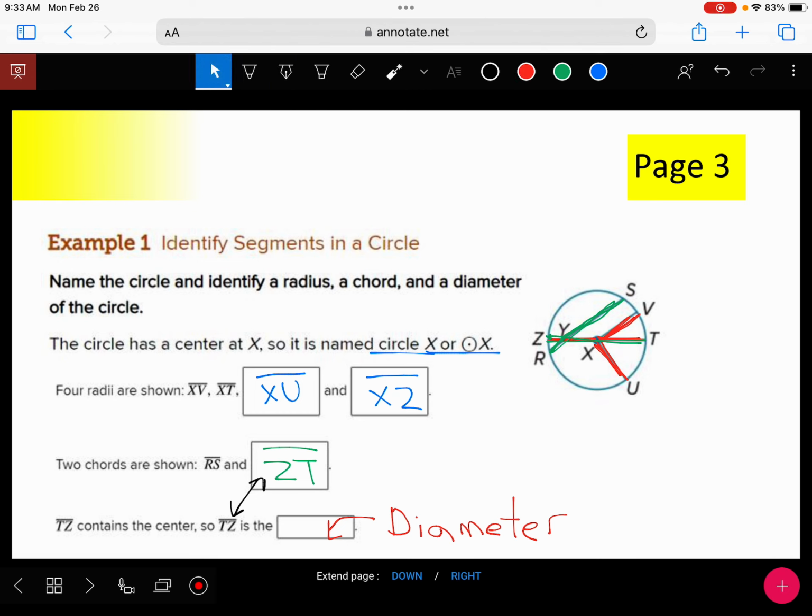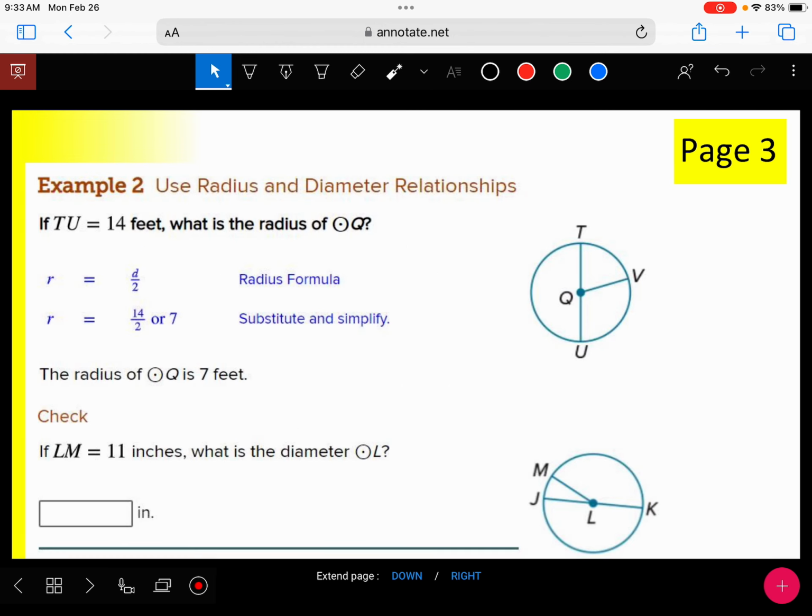Any questions on example 1? Awesome. So now we're moving on to example 2. The first piece of information we get in example 2 is that TU, or the line segment TU, this is just another way to write line segment. It just doesn't have the overline. But TU is 14 feet. What kind of line is TU? Is it a radius? Is it a chord? Or is it a diameter? It's a diameter.